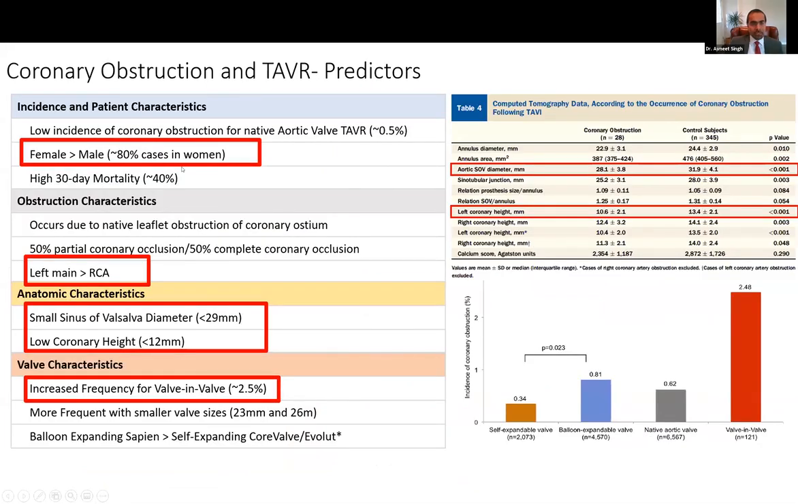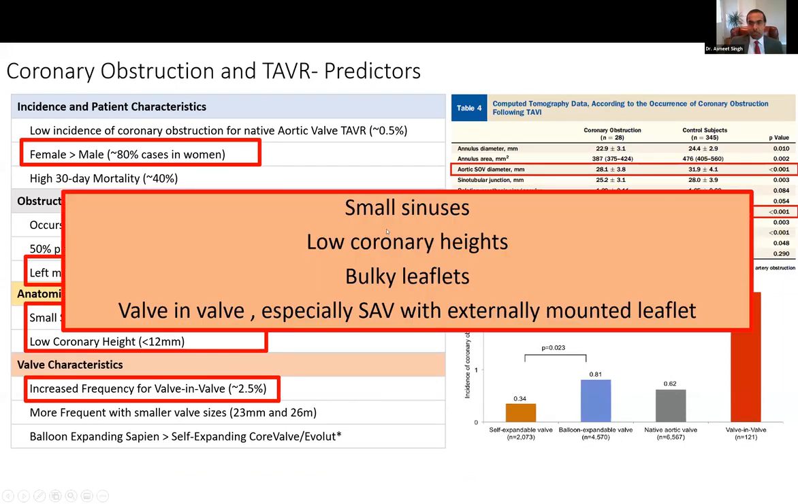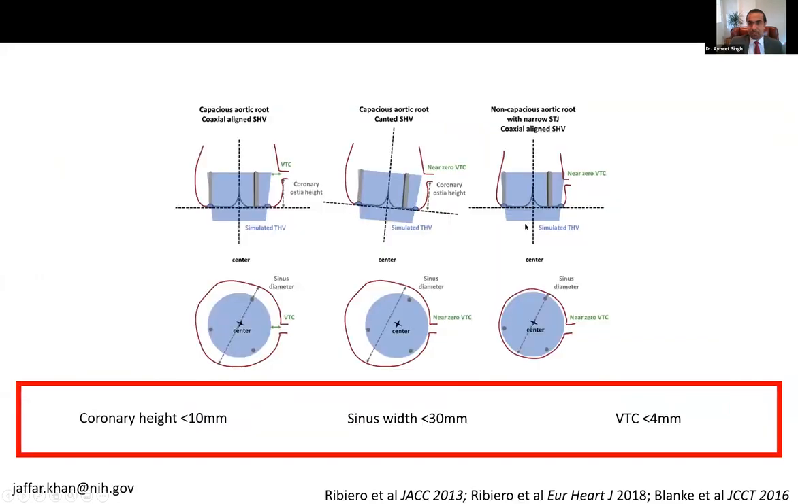Coronary obstruction happens more so in females, more so over the left main artery as opposed to the right coronary artery, in patients who have small sinus of Valsalva, low coronary height, and more frequently in patients getting valve-in-valve procedures. So small sinuses, low coronary heights, bulky leaflets, and valve-in-valve with externally mounted leaflets. These are the big red flags when you're doing a TAVR and you want to predict whether there's a risk of coronary obstruction.